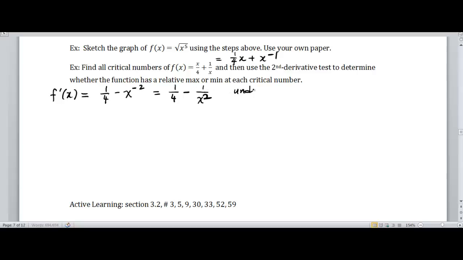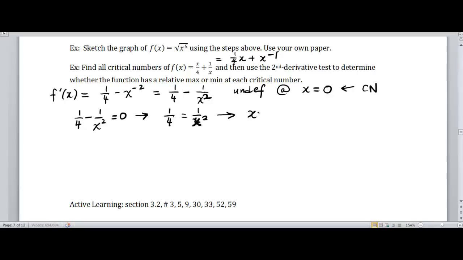Where is this undefined? The first derivative is undefined at x equals 0. Okay, so that is a critical number. Remember, when we plug 0 into here, we get 0 squared, so we get 0 in the denominator. And then we also want to set this thing equal to 0. Let me add 1 over x squared to both sides, so we get this. Then you multiply both sides by x squared, multiply both sides by 4, you get this. So then you take the square root of both sides and you get plus or minus 2.